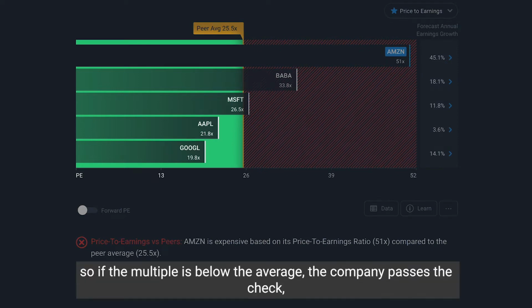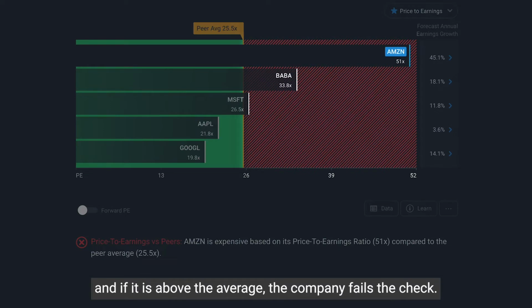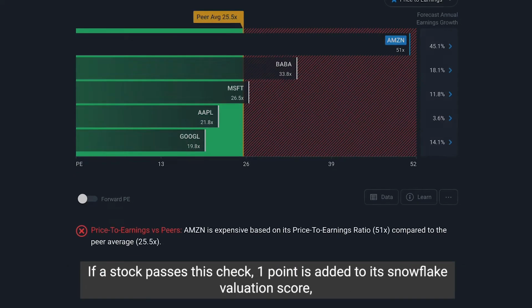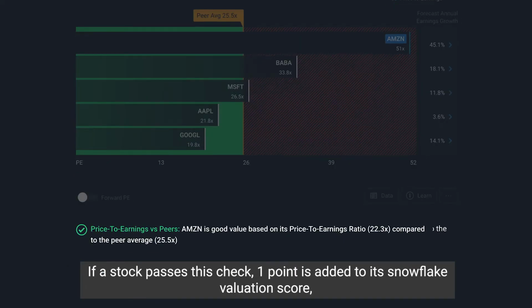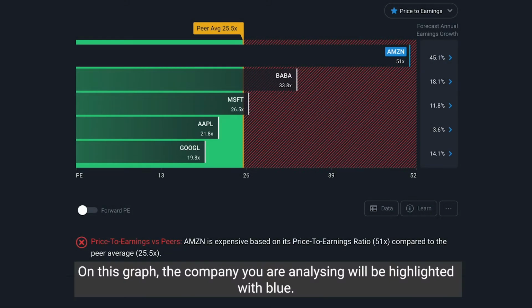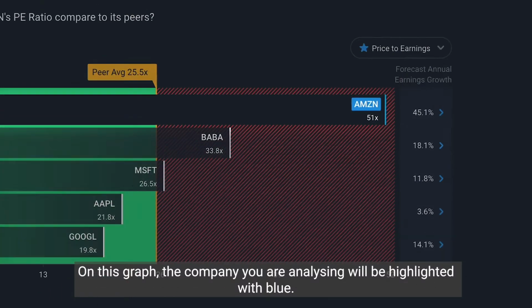A lower multiple usually means better value. So if the multiple is below the average, the company passes the check, and if it is above the average, the company fails the check. You can see this illustrated by the green and the red areas on the graph. If a stock passes this check, 1 point is added to its Snowflake valuation score, and if it fails this check, no point is added to its Snowflake. On this graph, the company you are analyzing will be highlighted with blue.